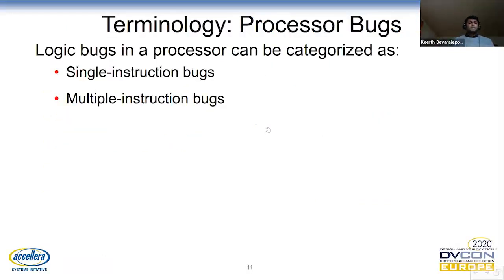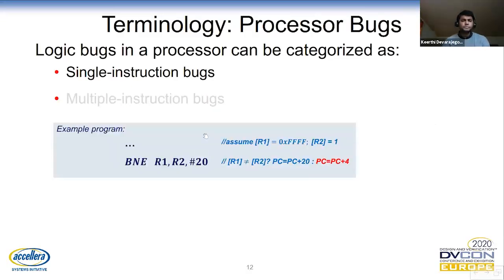So before going into the approach, let's take a look at the types of bugs that can occur in a processor core. There are two types mainly. The first one is the single instruction bug. The second one is the multiple instruction bug. Now let's see an example for the single instruction bug.